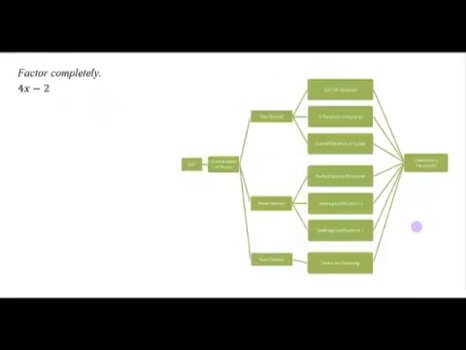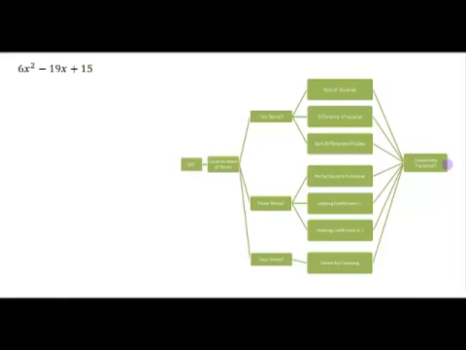Factor completely here. 4x minus 2. So again, the first thing that we want to do is check for a greatest common factor. And we do have a greatest common factor of 2. After we take that out, we have the binomial 2x minus 1. Now we're looking at trying to factor this. Count the number of terms. It's 2 terms. Is it a sum of squares, difference of squares, or a sum or difference of cubes? No, it doesn't have any exponents. So is it completely factored? Yes.